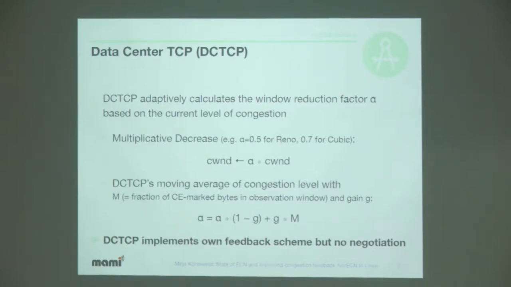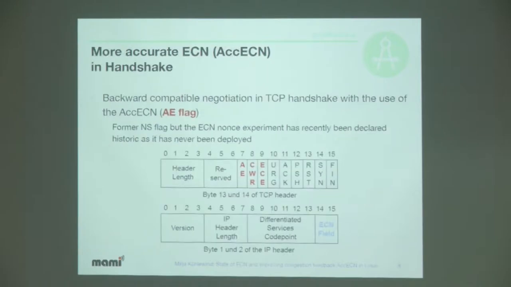What Data Center TCP does differently here is that it actually calculates the alpha value dynamically based on the number of markings it has seen during the last round-trip time. So it might be 0.9, it might be 0.5, somewhere in between, depending on the congestion level. That's the information we want to have, and we currently don't have it in ECN. And that's the part where accurate ECN comes into the game.